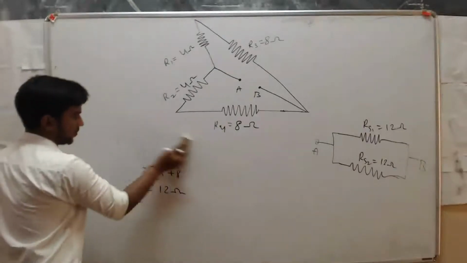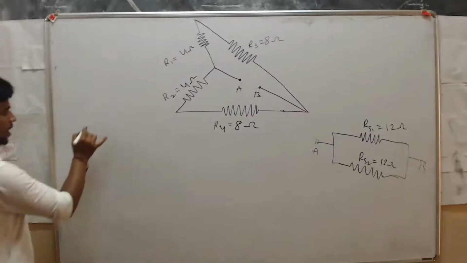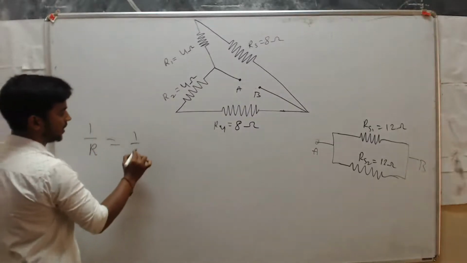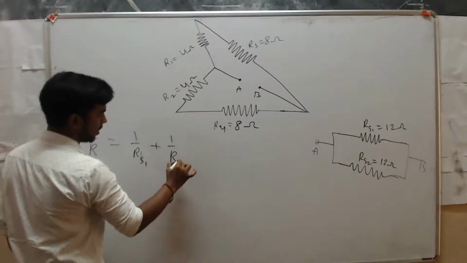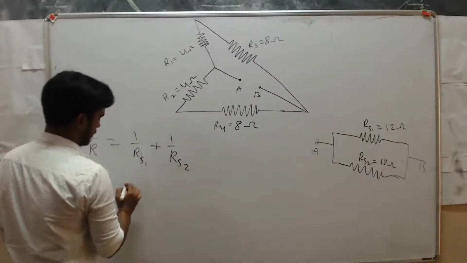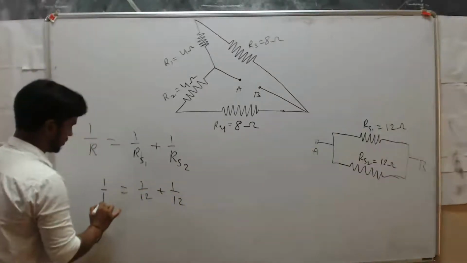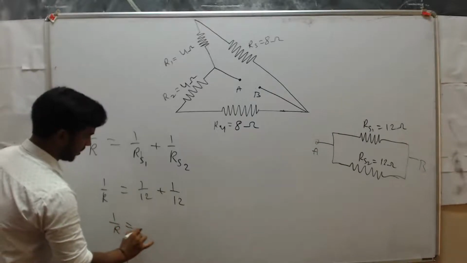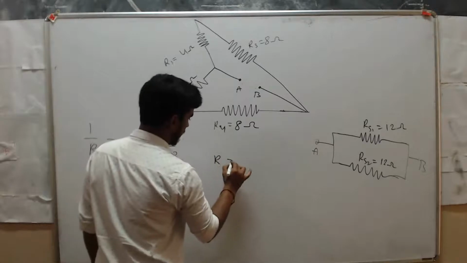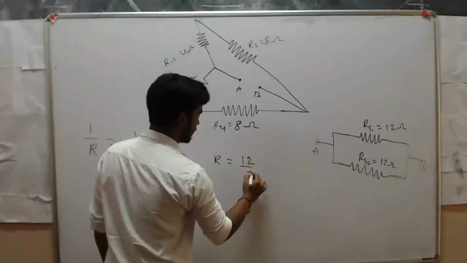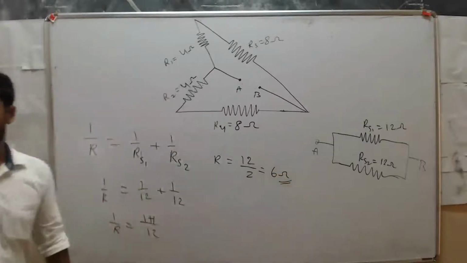Now these two are in parallel. So use parallel formula. This 1 by R is equals to 1 by RS1 plus 1 by RS2. That is 1 by 12 plus 1 by 12. LCM is 12 only, right? So 1 plus 1. So we can write R is equals to 12 divided by 2, that is 6 ohm. Correct?